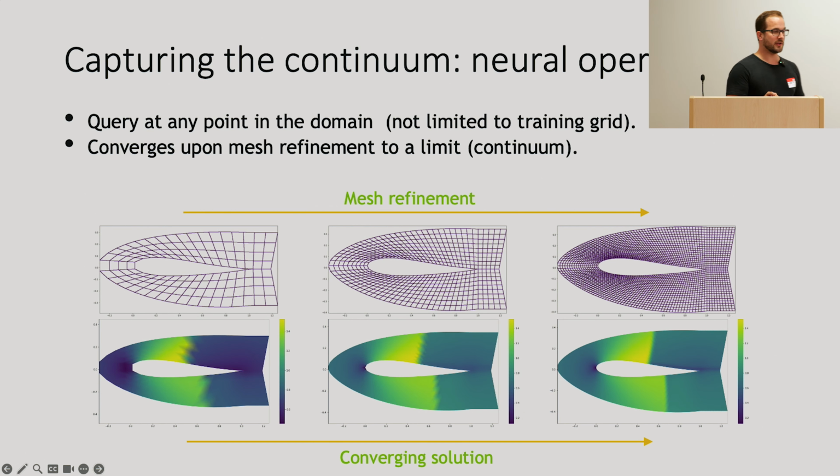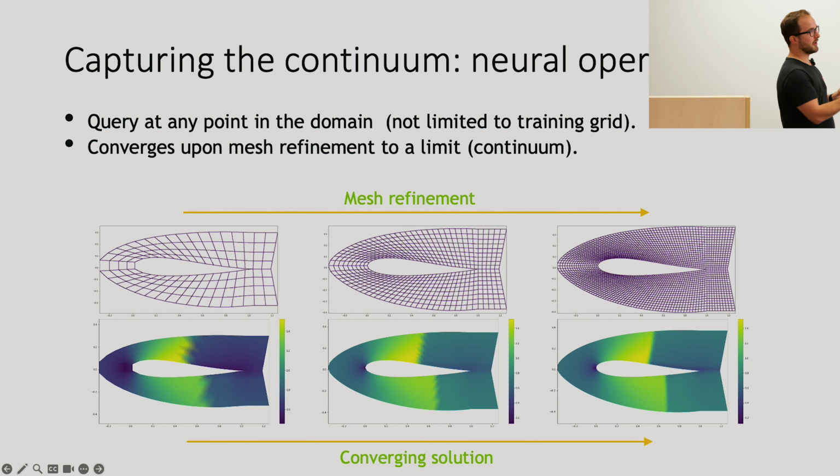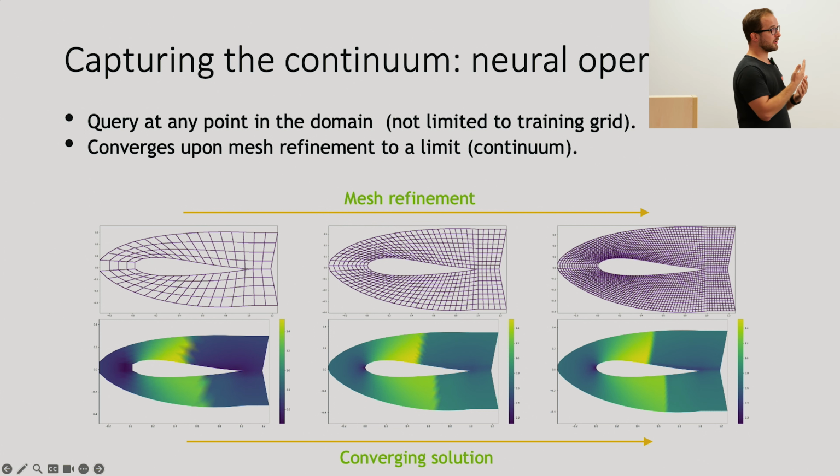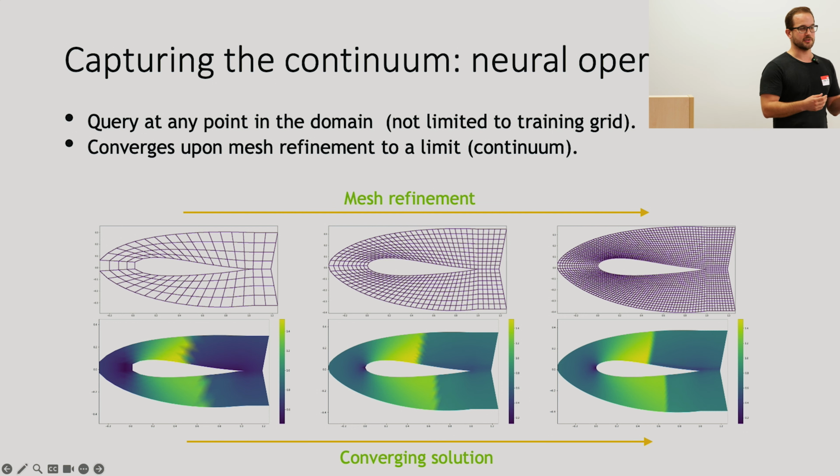And so if you have this, you can now query at any point in the domain. And one property we want to have is what we call discretization convergence, which means, for example, if you have an airfoil and you have an airflow around it, as you refine your mesh, you want the operator you're learning to converge to the same solution. You don't want to get a different solution at each resolution.